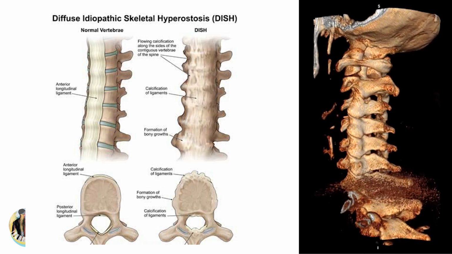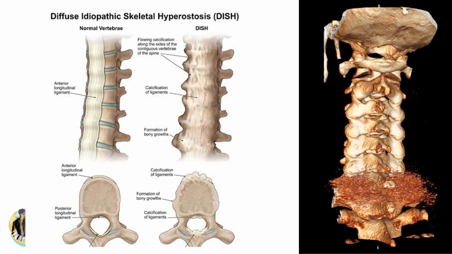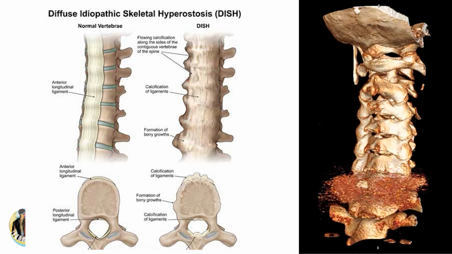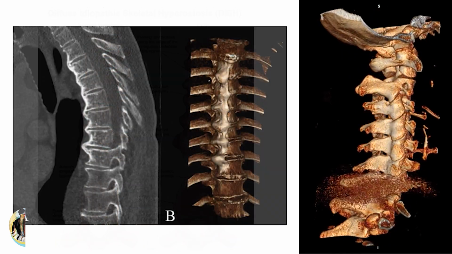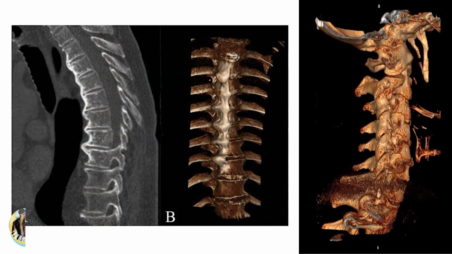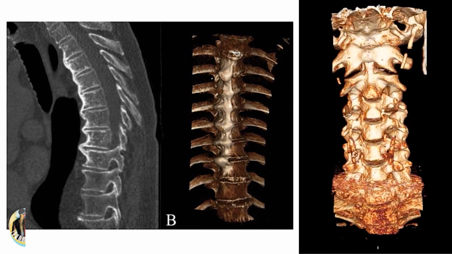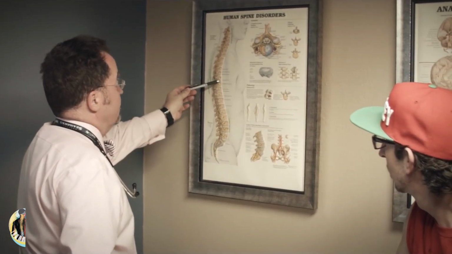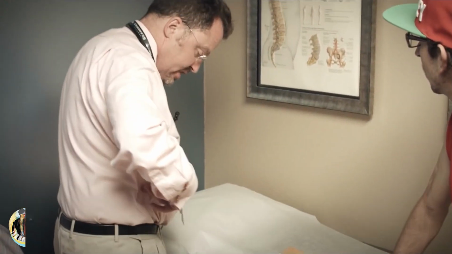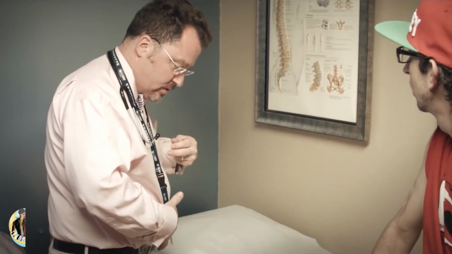Diffuse idiopathic skeletal hyperostosis is a bony hardening of ligaments in areas where they attach to your spine. Also known as Forestier's disease, this condition might not cause symptoms or require treatment. If it does cause symptoms, the most common are mild to moderate pain and stiffness in your upper back.